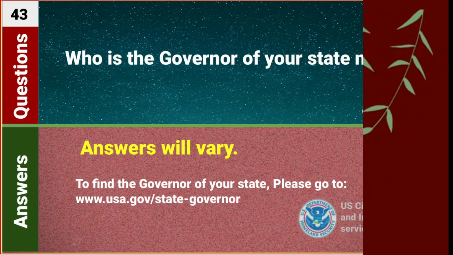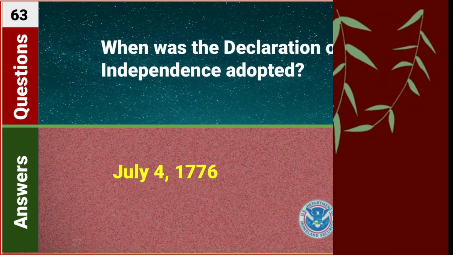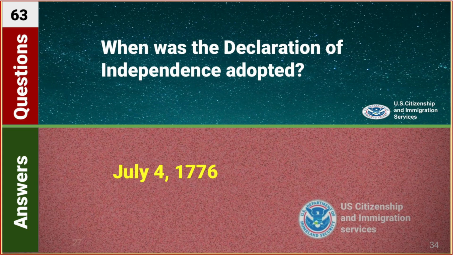Who is the governor of your state now? Answers will vary. When was the Declaration of Independence adopted? July 4th, 1776.